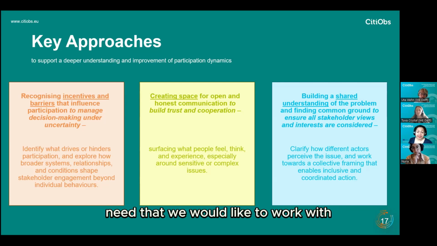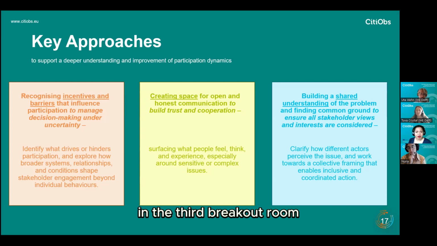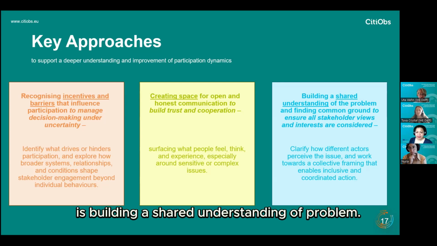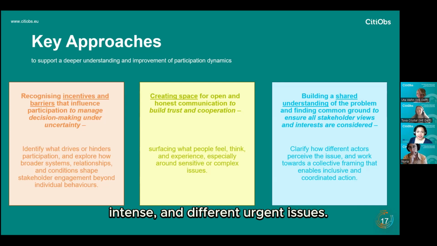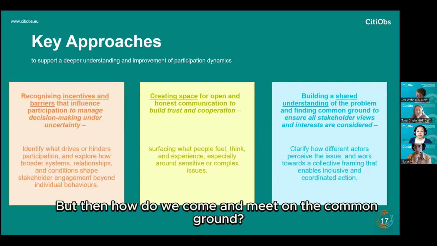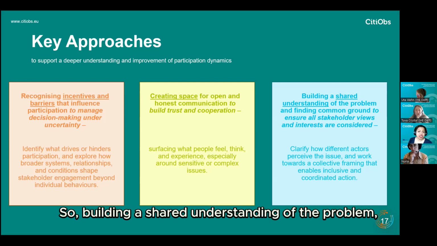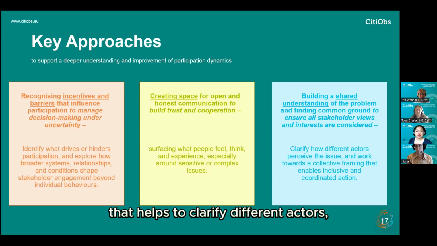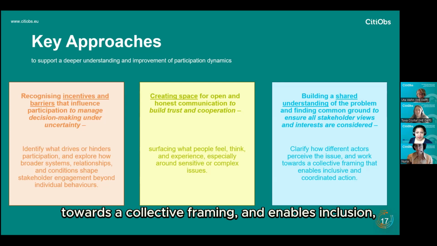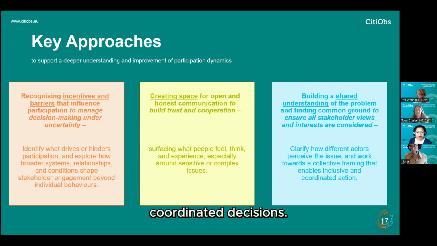One third need that we would like to work with in the third breakout room is building a shared understanding of the problem, because all of us can come up with different intents and different urgent issues, but then how do we come and meet on the common ground? So building a shared understanding of a problem and finding a common ground to ensure that all stakeholder views and interests are considered. So basically, we'll try to understand approaches that help to clarify how different actors perceive the issue and work towards a collective framing, and enable inclusive, coordinated decisions.